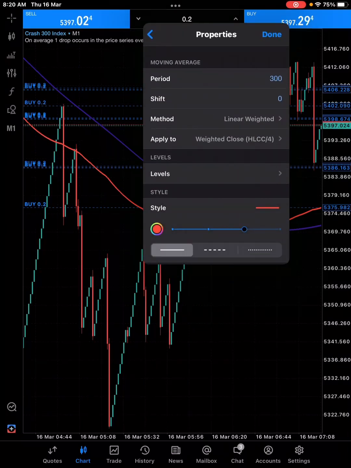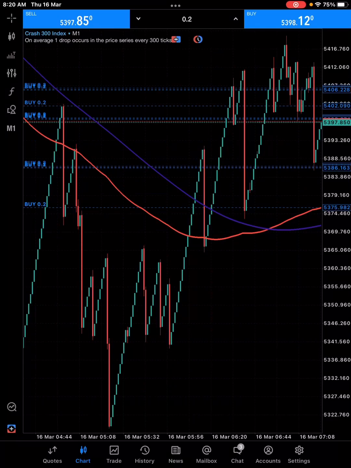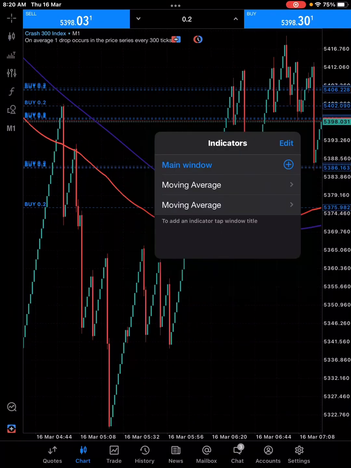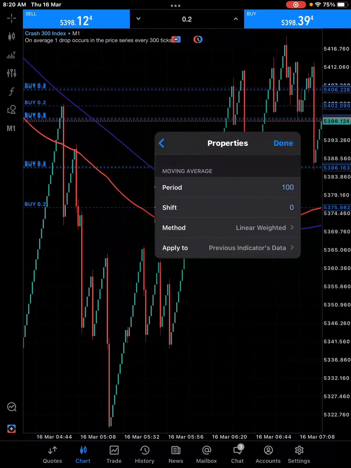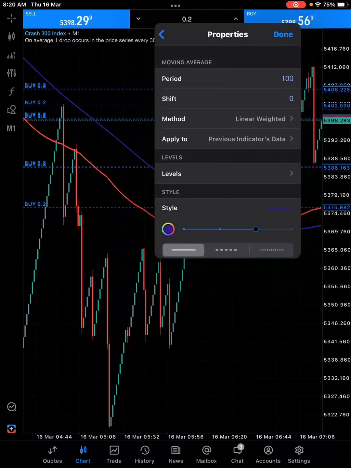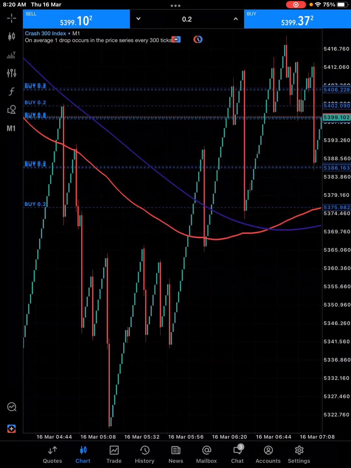You first of all select the 300 moving average. The period has to be 300. Then the method must be linear weighted and must be applied to weighted close. Then you click on done. Then you go again by adding another moving average. This time around it's going to be 100. Period is going to be 100, and the method will be linear weighted, but instead of close this time around, the apply to will be previous indicator's data. Then you click on done. Once you click on done, you are done. You don't need any other thing. Like I said, keeping it simple.